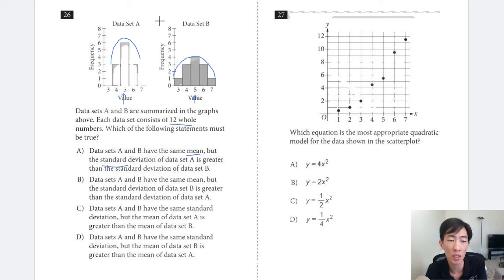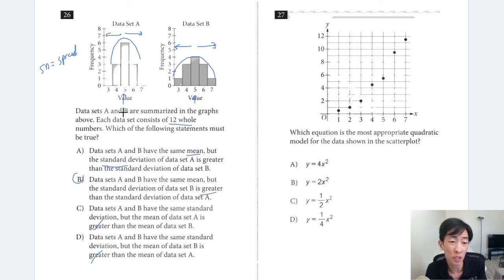So what that means is that the mean is going to be the same for data set A and B, and they also have 12, so it's not going to be thrown off. So you can eliminate any choice that says they have different means. That's choice C, and that's choice D. Now we're talking about standard deviation. So standard deviation you want to think of as visually the amount of spread, or how spread out the data is. So you can see that B is more spread out. In other words, you've got 12 numbers spread out over a longer distance or a greater range compared to data set A. And so B is going to have the greater standard deviation than choice A. And so that means the answer is going to be B.